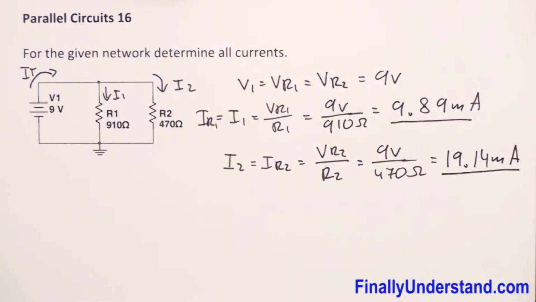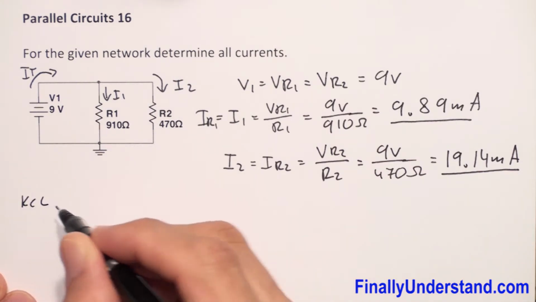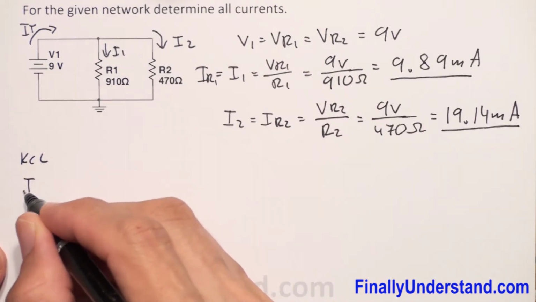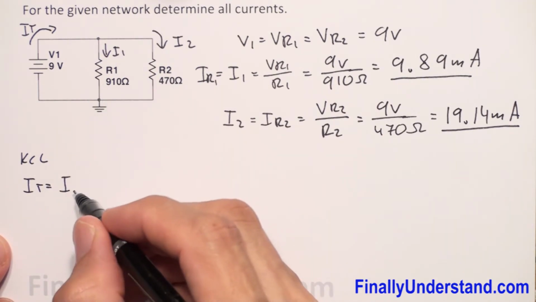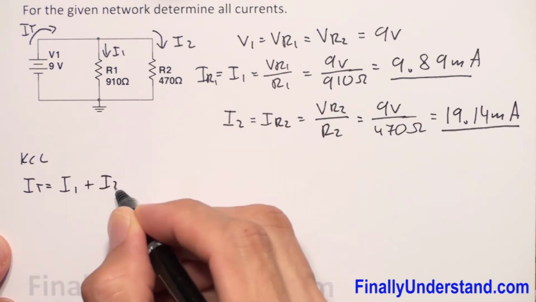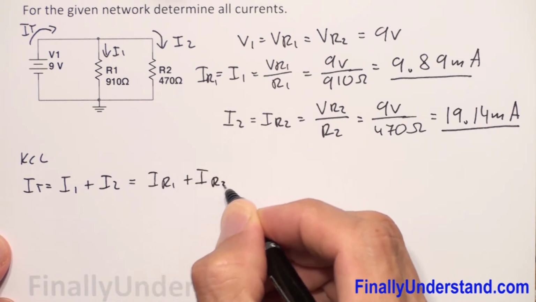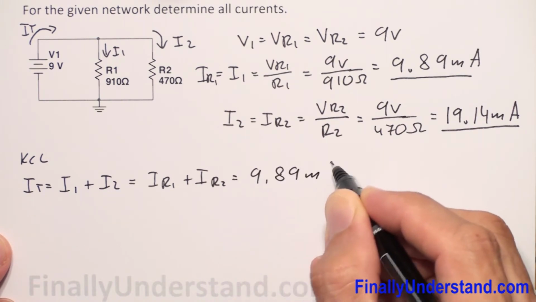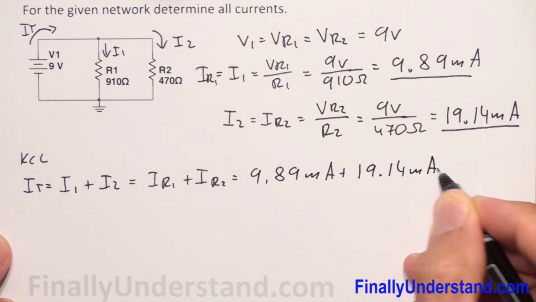We found I1, we found I2, and now we can use KCL, Kirchhoff's current law. KCL for a parallel circuit simply says that I total is equal to the sum of these two currents, I1 plus I2. We can also say this is IR1 plus IR2, depending on the book. So we have 9.89 milliamps plus 19.14 milliamps.